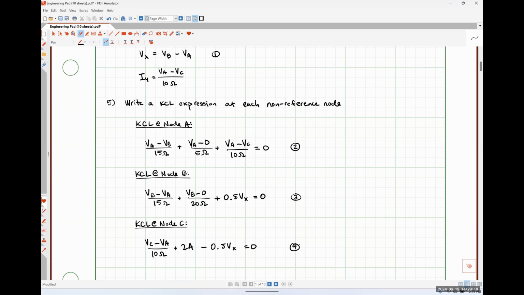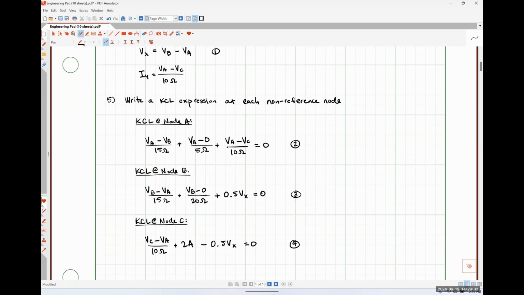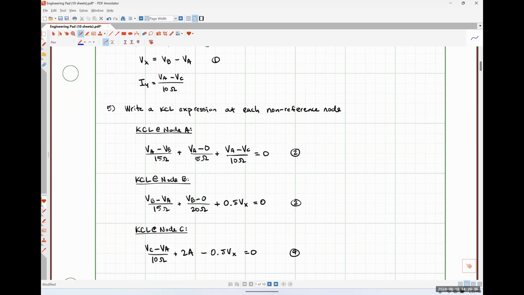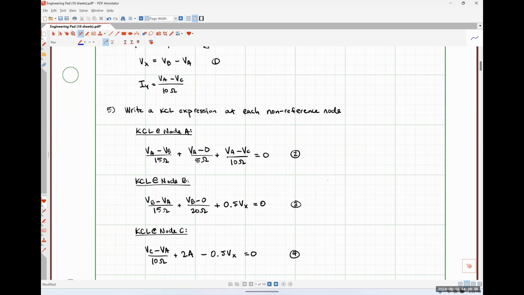So because I'm not requiring anybody to get a specific calculator, we're going to talk about how we can reduce this down to a 3 equation, 3 unknown system. And it's really just simple substitution. So we could take this controlling variable equation, Vx is equal to Vb minus Va, and we could just substitute that anywhere we see Vx.